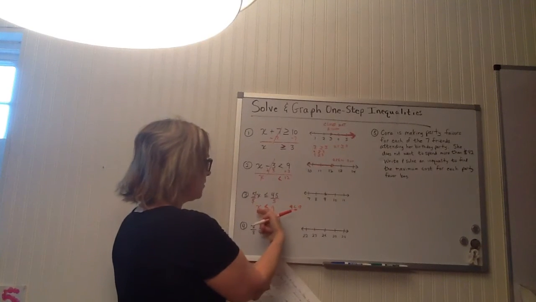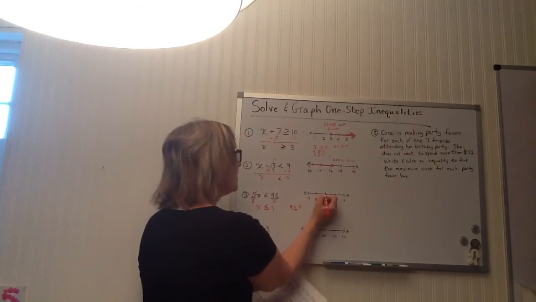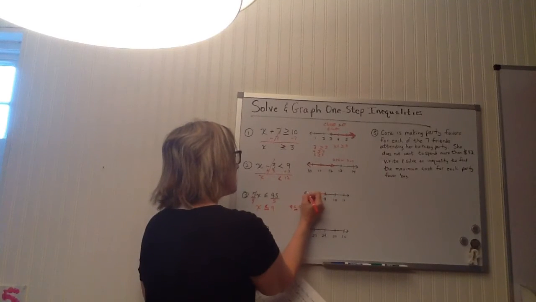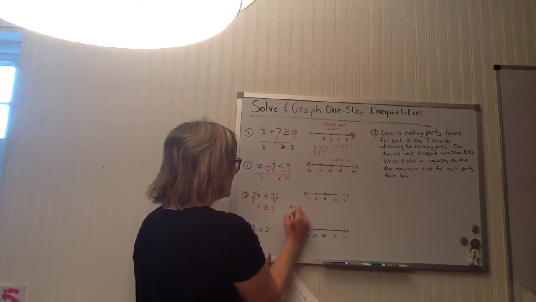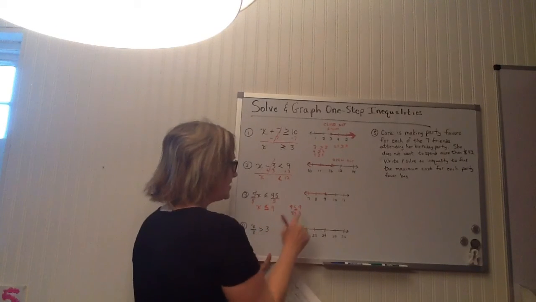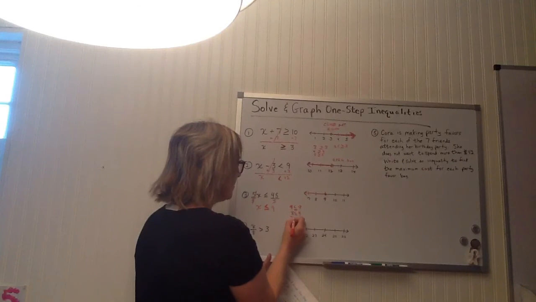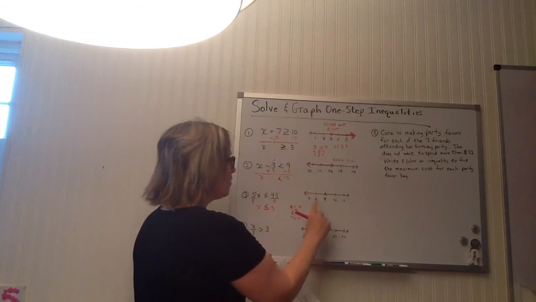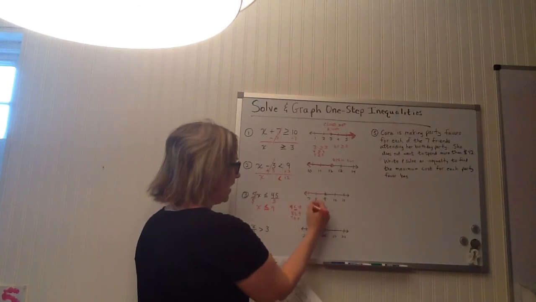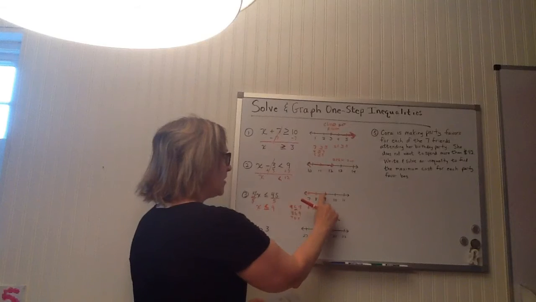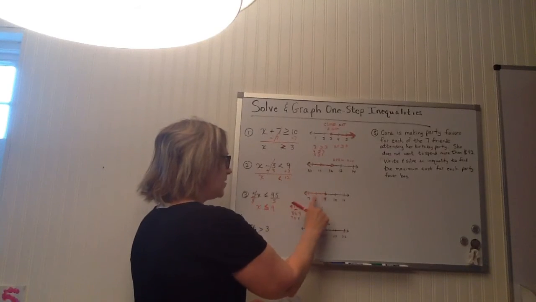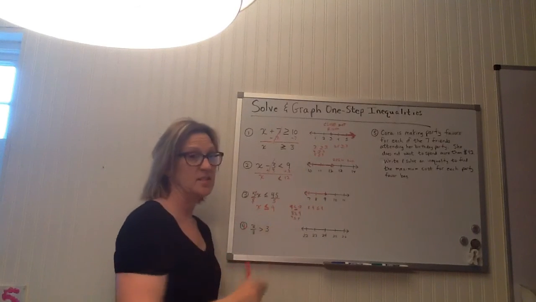All right, my arrow's going to the left, so I'm going to graph all these numbers to the left. So I'm going to try them. Is 8 less than or equal to 9? Yes. Is 7 less than or equal to 9? Yes. Let me try some numbers between 8 and 9. Is 8.9 less than or equal to 9? Yes. So every number less than or equal to 9 would fit in the solution.